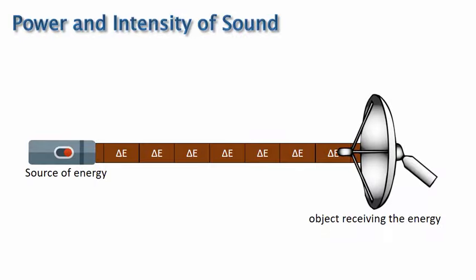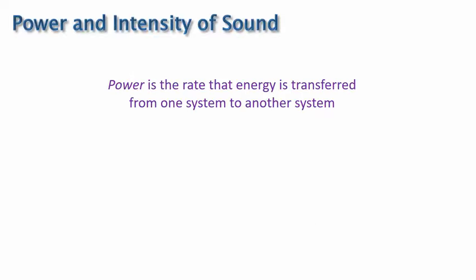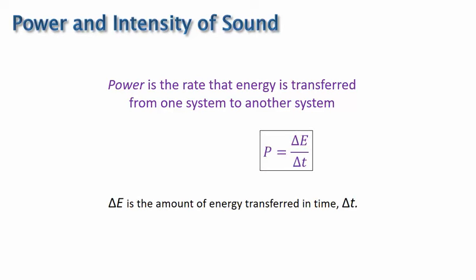The rate that these energy packets are being transferred is the term power. The equation for power, then, is energy divided by time, where delta E is the amount of energy transferred in time delta t. Notice that because the calculation is done over a period of time, the mathematical result is average power over that period of time. And as we already know, the SI unit for power is a watt, which is a joule per second.